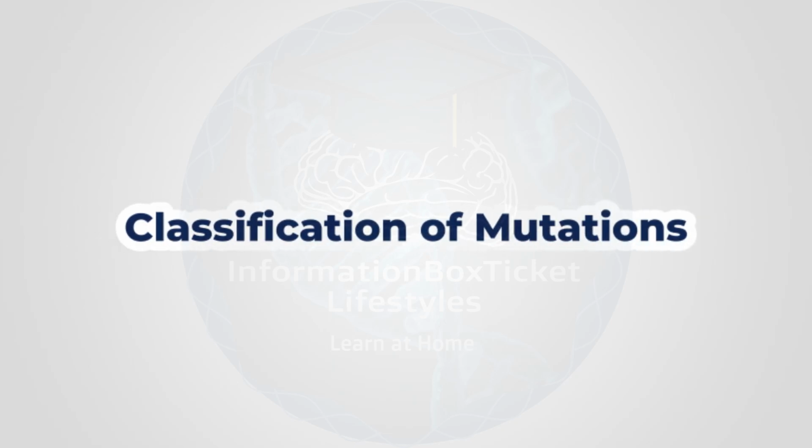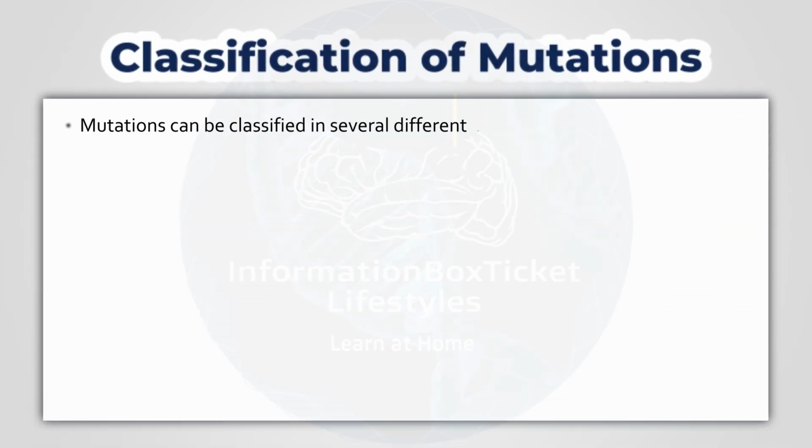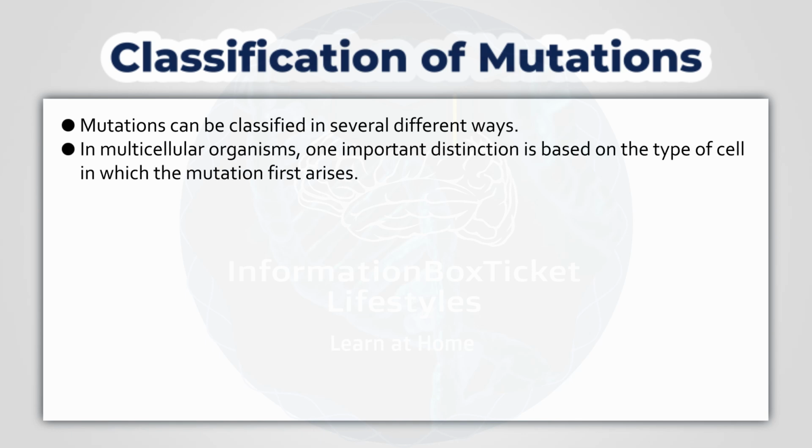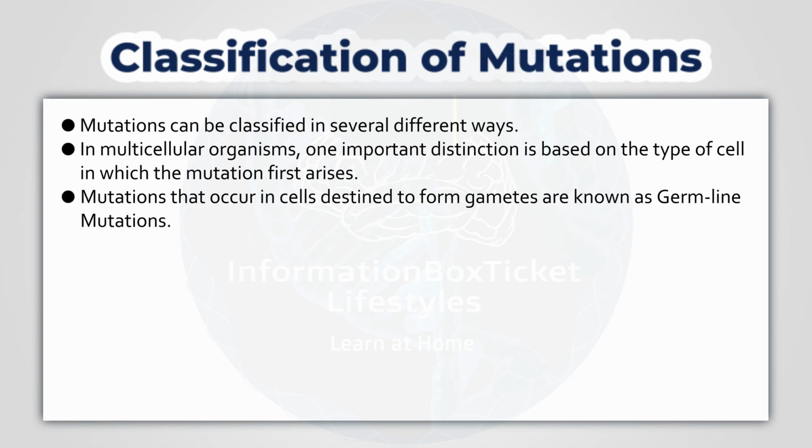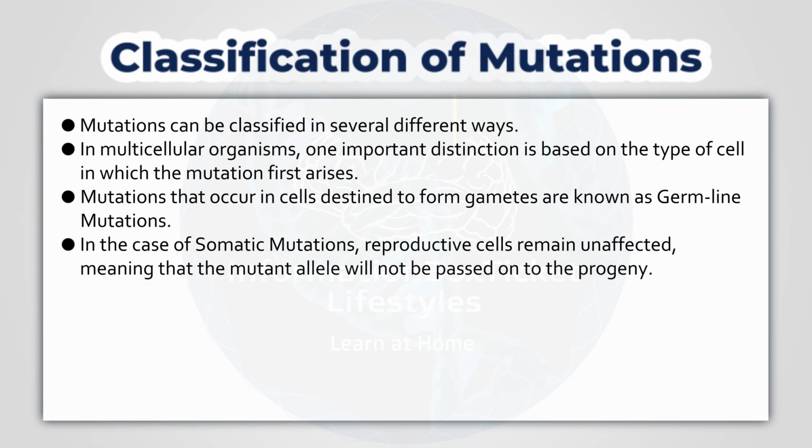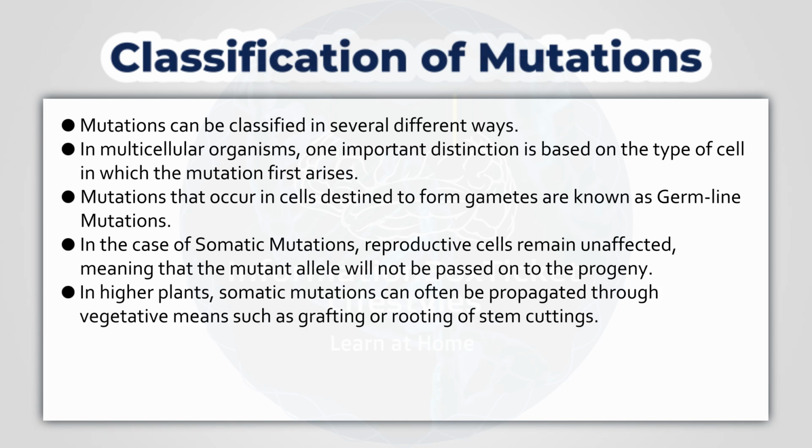Classification of mutations. Mutations can be classified in several different ways. In multicellular organisms, one important distinction is based on the type of cell in which the mutation first arises. Mutations that occur in cells destined to form gametes are known as germ-line mutations. In the case of somatic mutations, reproductive cells remain unaffected, meaning that the mutant allele will not be passed on to the progeny. In higher plants, somatic mutations can often be propagated through vegetative means, such as grafting or rooting of stem cuttings.